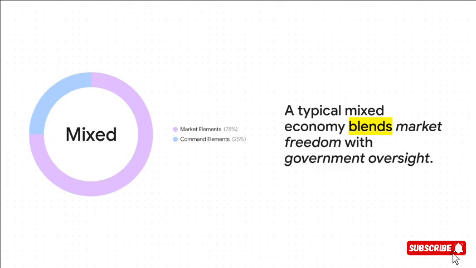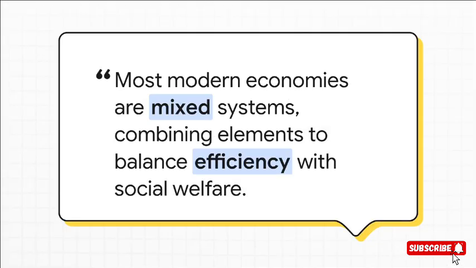This chart is a perfect way to visualize this idea of a blend. Think about a country like the United States. It is overwhelmingly a market-based economy, right, with tons of private businesses and consumer choice. But it also has really significant command elements. The government provides public schools, it sets environmental regulations, it funds the military, and it establishes a minimum wage. It's a true hybrid. And this quote from our source material really just nails the key takeaway here.